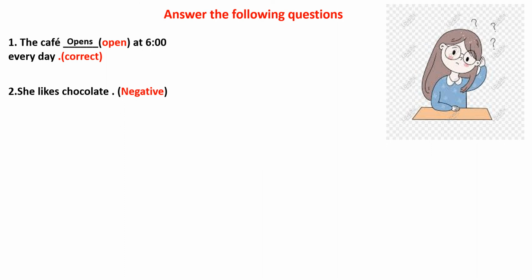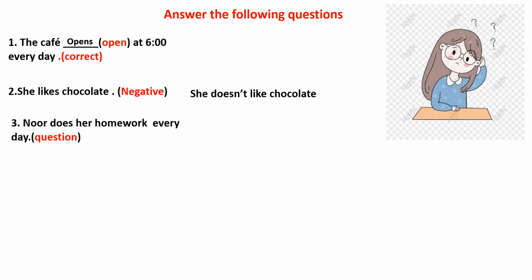Two. She likes chocolate. Negative. I want to make it negative. This is present simple. إنه هي تحب الشوكليت. She doesn't like chocolate. Here we put doesn't because we have she. لأن الفاعل مفرد لذلك استخدمنا فعل مساعد doesn't.